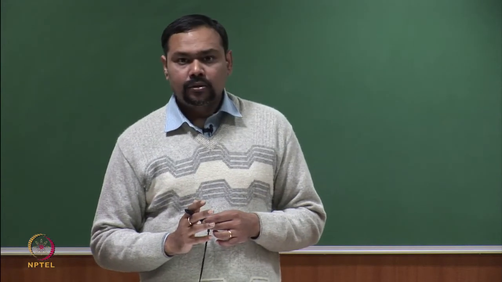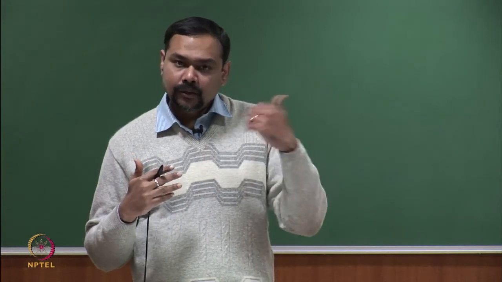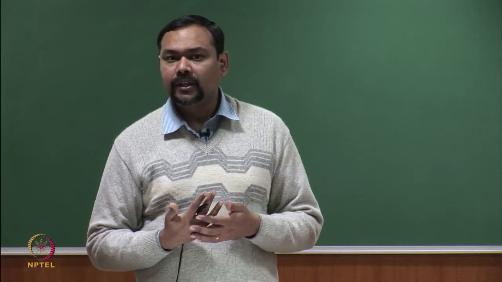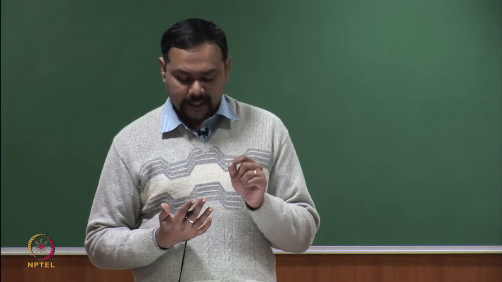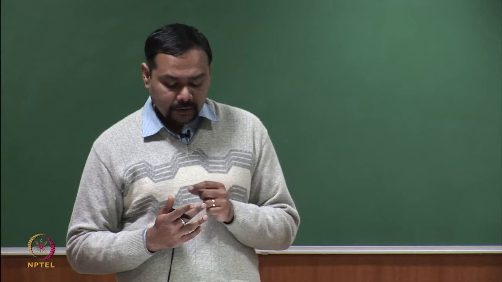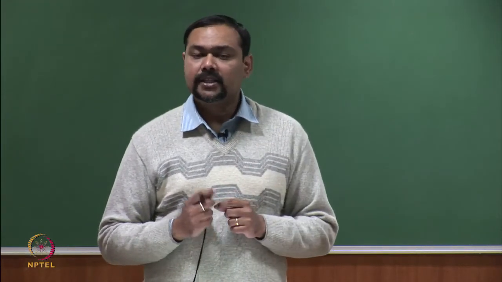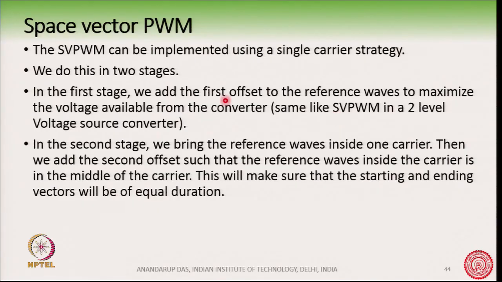Okay. So, if you can go back to those slides for space vector PWM for 2-level converter and refresh that idea. In this case, in the first stage we add the first offset to the reference waves to maximize the voltage available from the converter, which is the same as SV PWM in a 2-level voltage source converter, exactly similar to that.